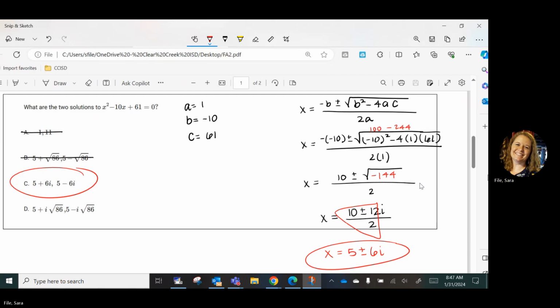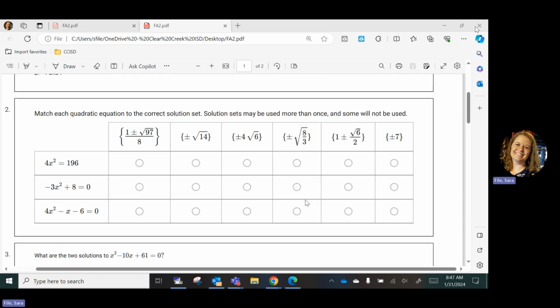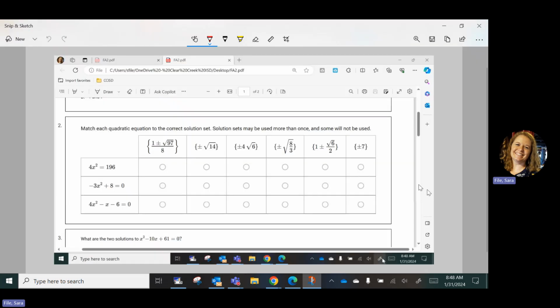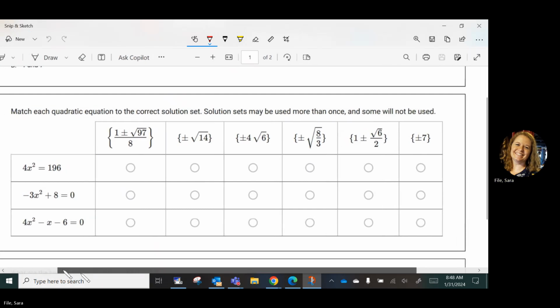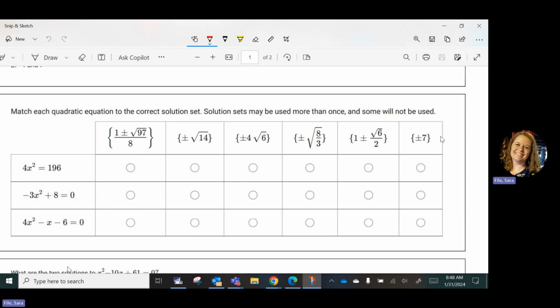So far, so good? All right, so I skipped number 2, so let's go back to that one. This is a multi-part question. Again, there is more than one way to solve these. All of these answer choices match the equation with the solution set. These are the solution sets on the top, and these are the equations. So we have to pick what are the solutions to this one. It's like 3 multiple choice questions.